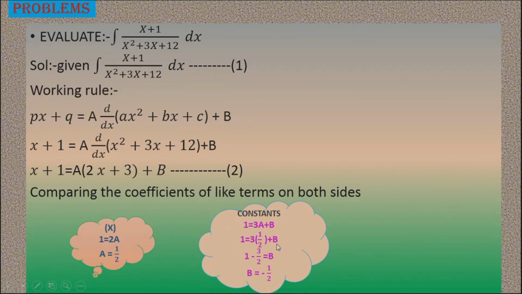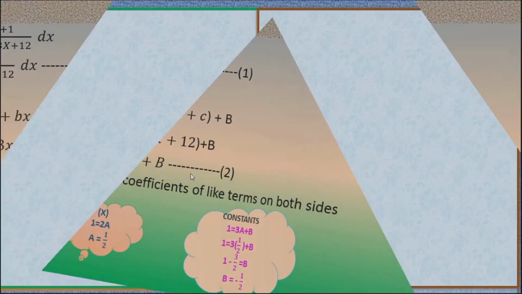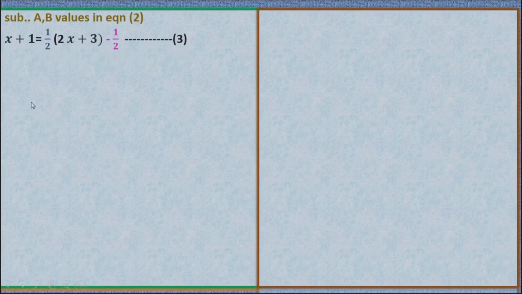I am taking 3 by 2 outside. So 1 minus 3 by 2 is how much? Minus 1 by 2. So this is the value of B. Now substitute these two values in equation 2. So by substituting in equation 2, x plus 1 is equal to A into 2x plus 3 plus B. What is the value of A? 1 by 2, so write 1 by 2 into 2x plus 3 plus what is the value of B? Minus 1 by 2. So write minus 1 by 2.